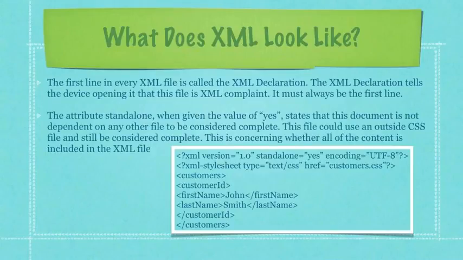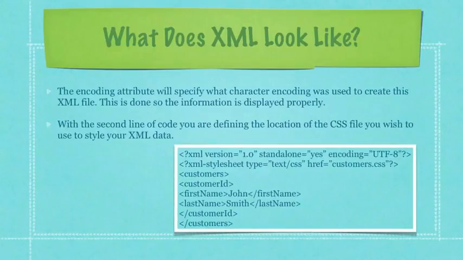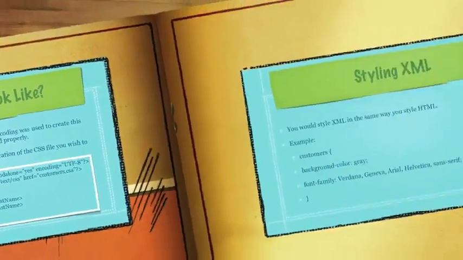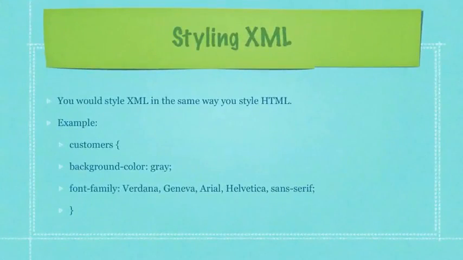This file could use an outside CSS file and still be considered complete, however. This is concerning whether all of the content is included in the XML file. The encoding attribute will specify what character encoding was used to create this XML file. This is done so the information is displayed properly. With the second line of code, you're defining the location of the CSS file you wish to use to style your XML data. You would style XML in the same way you style HTML, with a cascading style sheet declaration, as you can see here.